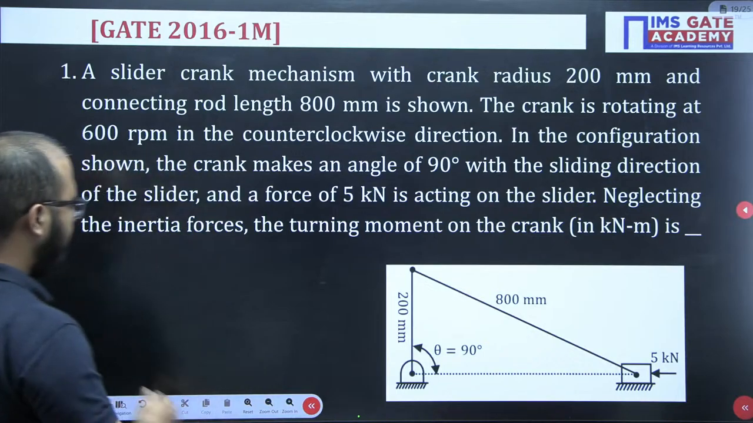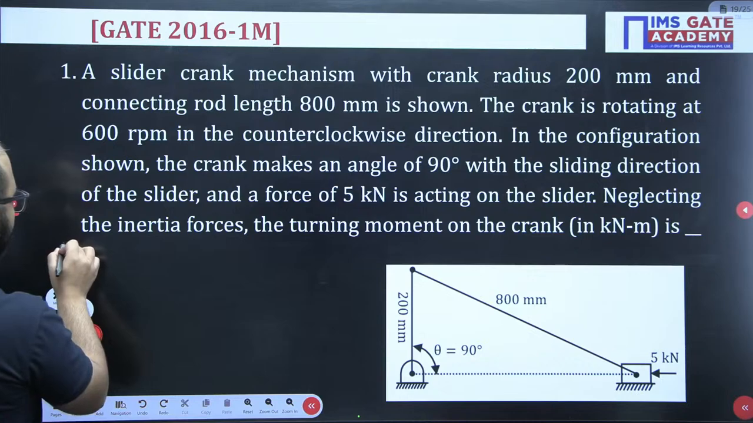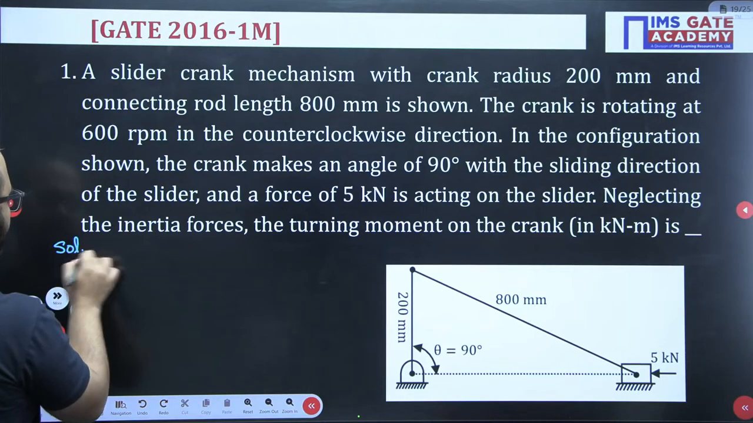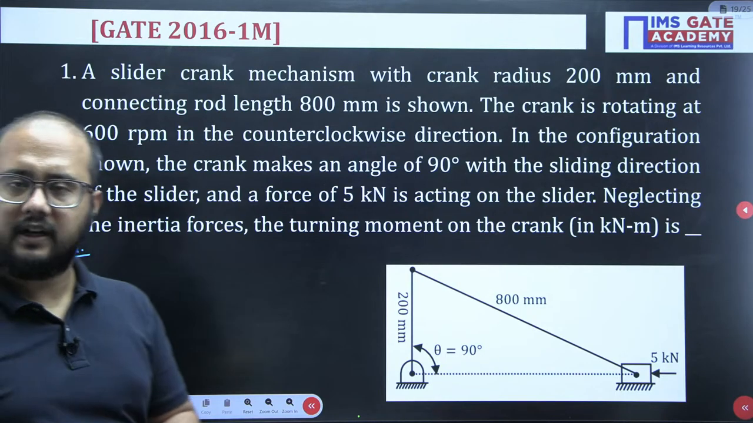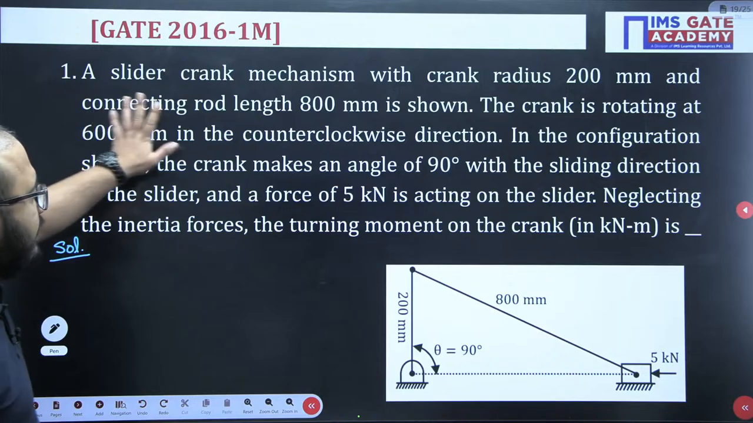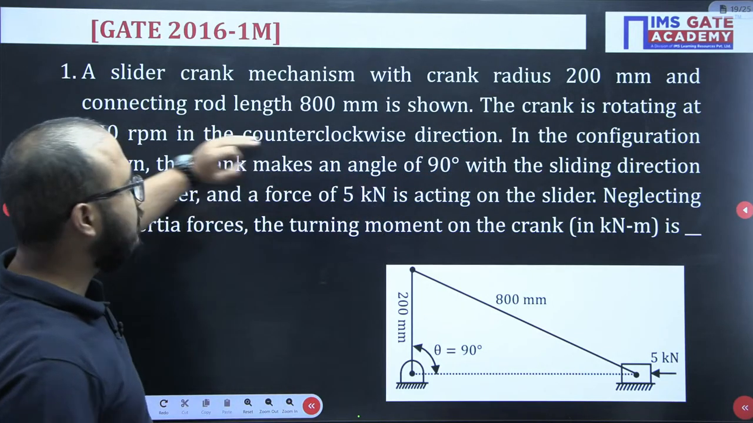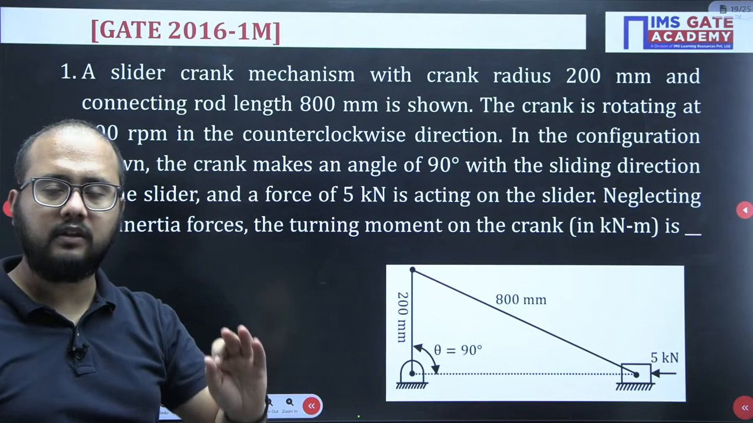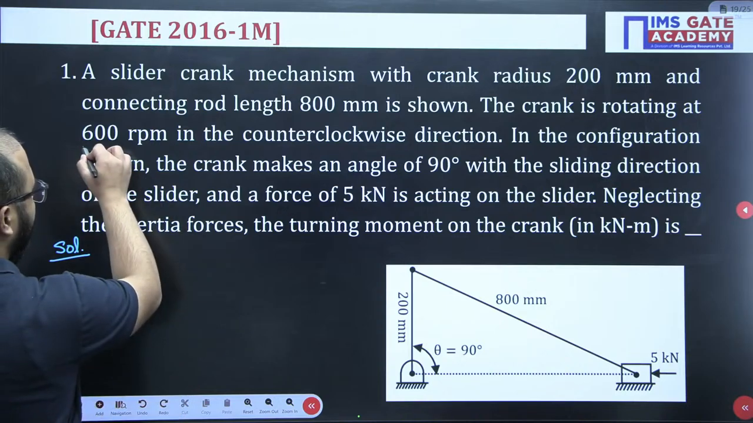This is the question, first of all. Okay, everyone, please solve this question and tell me your answer. So, again, a very simple, straight, direct, formula based question. See, slider crank mechanism they have given, crank radius 200 mm and connecting rod length 800 mm. Both the dimensions are provided. Crank rotating at 600 rpm.